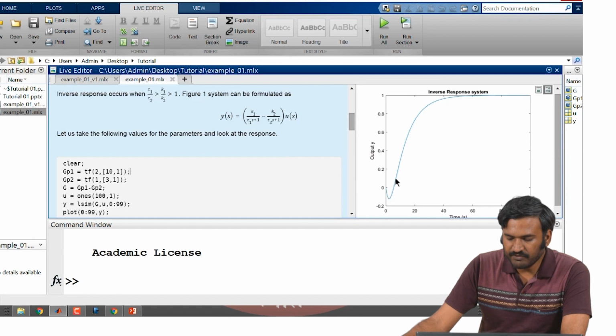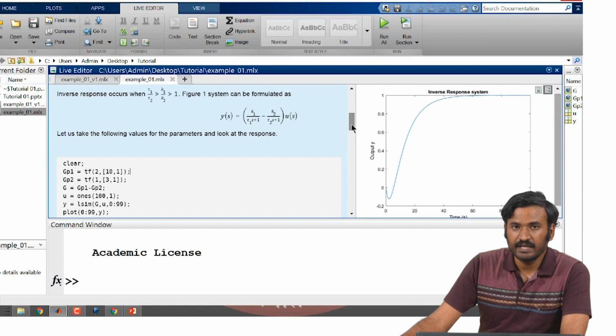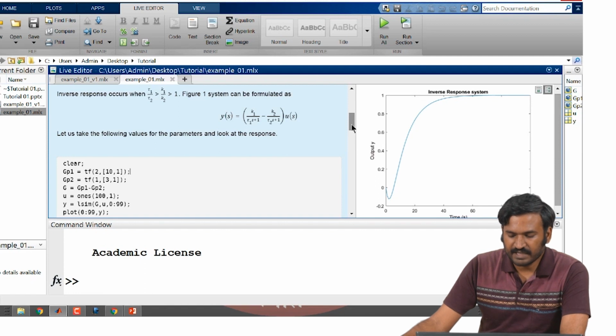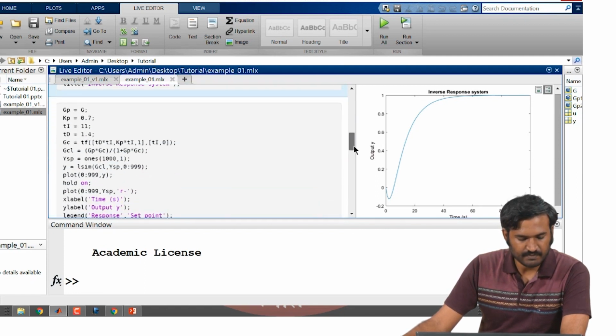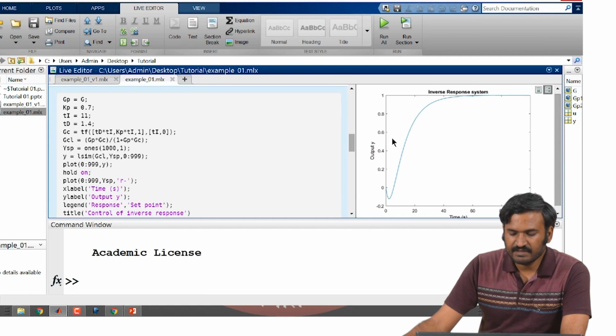Now, this type of systems are characterized by a zero on the right half plane. So, if the system has one or more zeros on the right half plane, we can expect an inverse response. Now, such inverse response systems pose a difficulty in control.